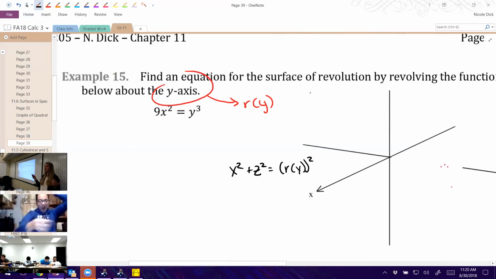So the question now becomes, what is the generating function? What is my radius function in terms of y? Square root of 9y cubed. Close, only we're going to divide by 9. Oh. Right, but yes, everything else you said was correct.